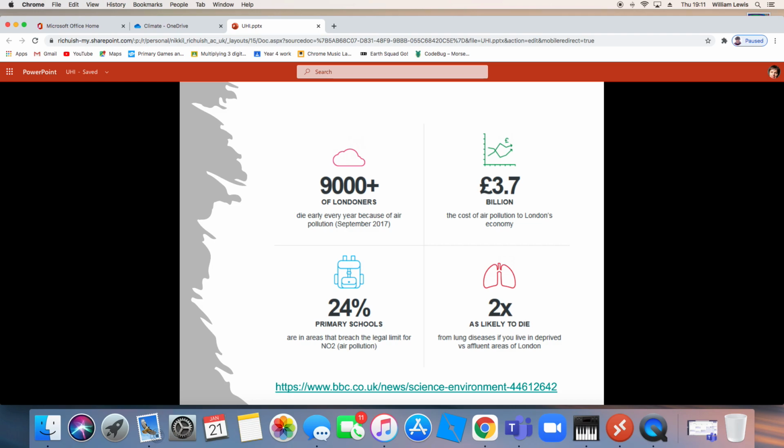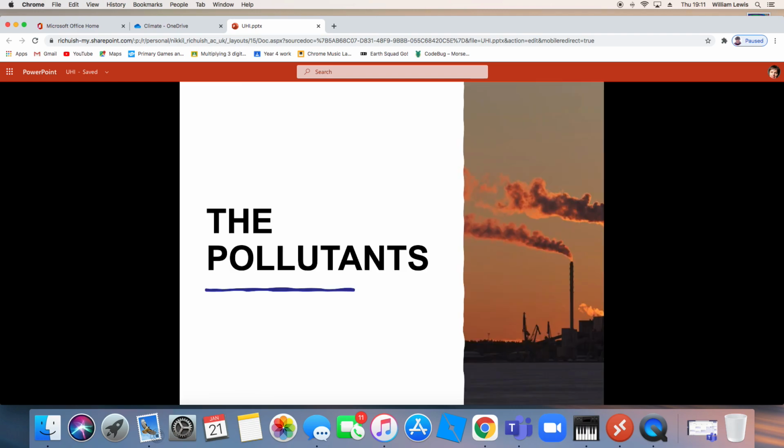Anyway, the point here is it is mainly a developing world problem, but please don't be under the impression that our air quality is great, because unfortunately that is not true.